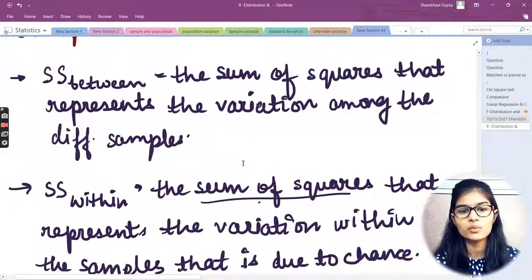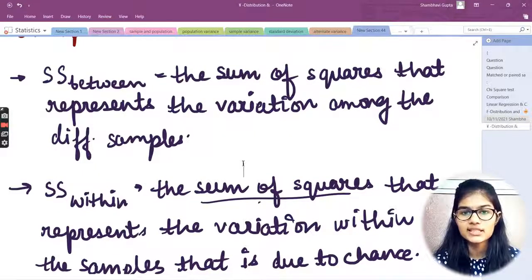So SS was the denotation that we used, right? We used SS between, which was the sum of the squares that represented the variation among the different samples. We just did this particular thing, which was one of the sums of squares. So SS basically means the sum of the squares, okay? Now what does SS between represent? It represents the variation among the different samples.